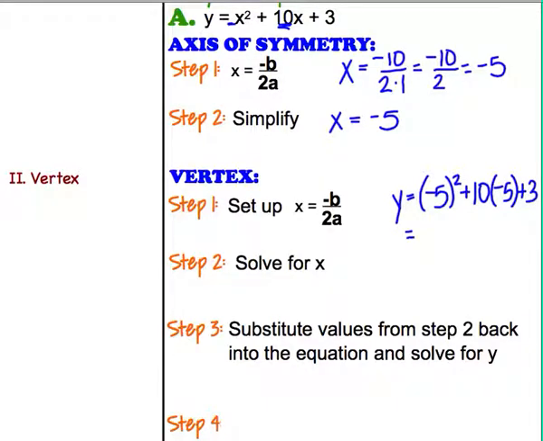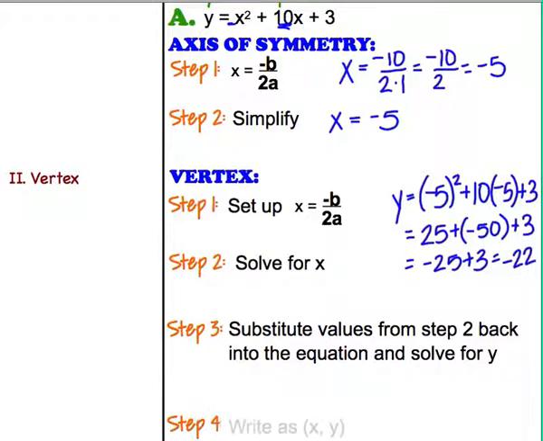And then we can go ahead and simplify that. Negative 5 squared is 25. 10 times negative 5 is negative 50. And plus 3. 25 plus negative 50 is negative 25. Plus 3 gives us negative 22. So our final step is going to be to write that as an xy ordered pair, which means that my vertex in our case is going to be negative 5, negative 22.